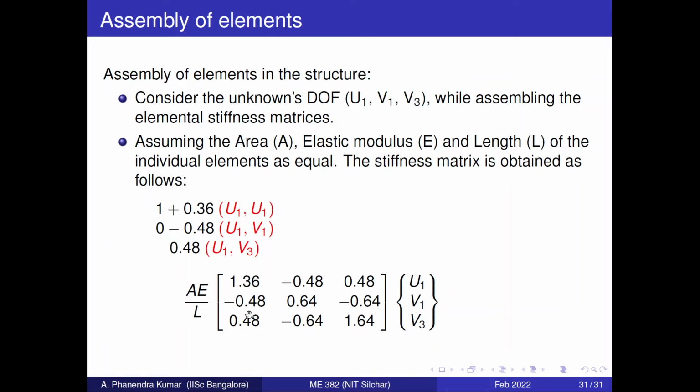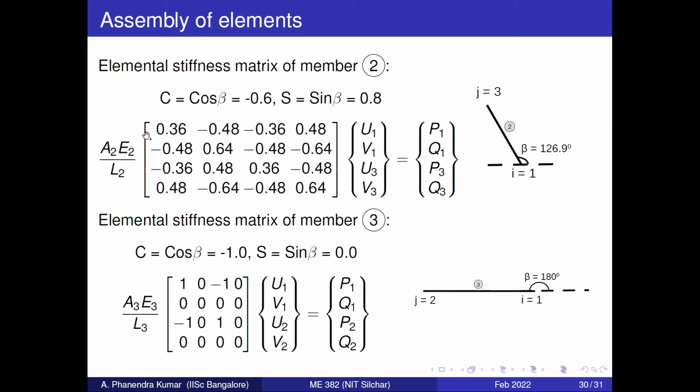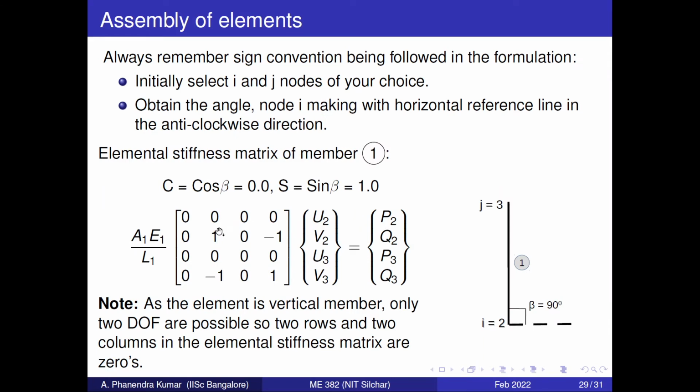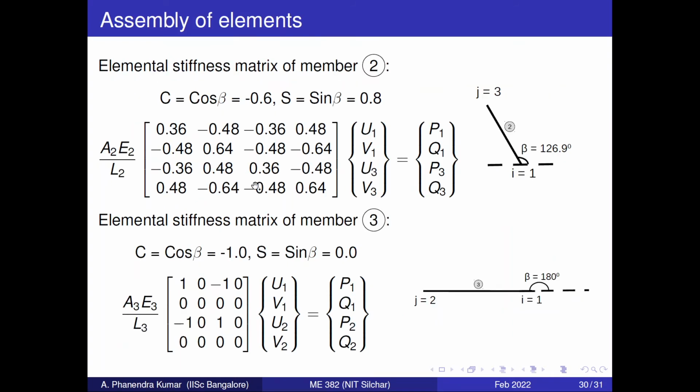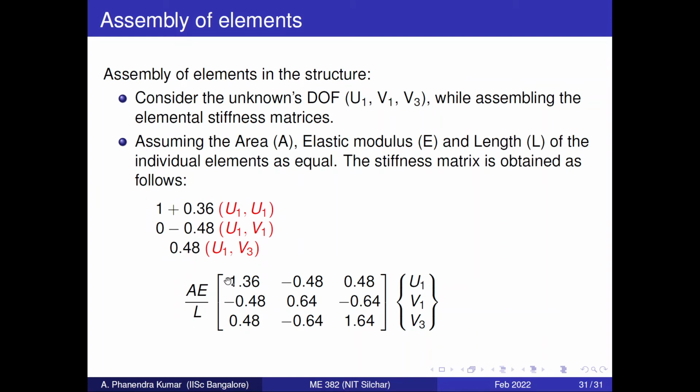Similarly, the third is, if you consider the column, it is u1, the row is v3. Let's see where are u1 and v3. This is u1, we have v3 here. So u1 v3 is 0.48. Here we have the u1, but there is no v3. So the u1 comma v3 term is not here. Even here we don't have u1, so no need to go through it at all. So we have only 0.48 in the second member's elemental stiffness matrix. So that is how we have obtained the first column.